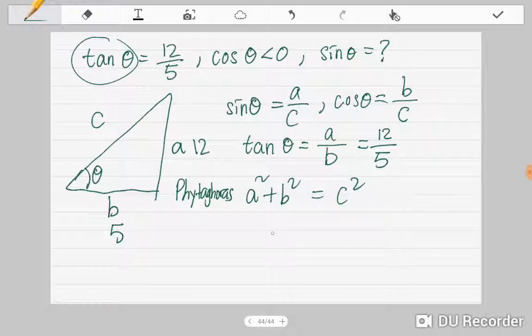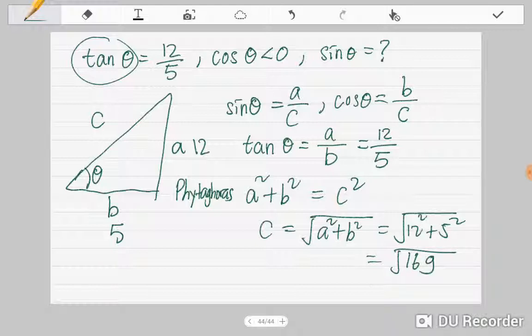So therefore C is simply the square root of A square plus B square, which is the square root of 12 square, because A is 12, plus 5 square, because B is 5, which is the square root of 169, which is 13. So now we know what C is. We know A, we know B, we know C.